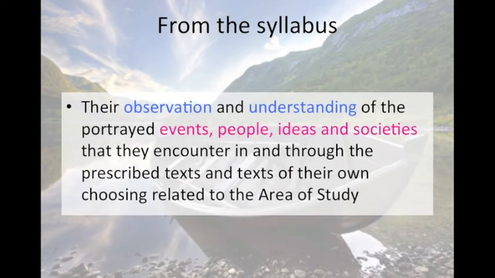First one is your observation and understanding. So what can you see? What are you looking at? What can you identify? And what do you understand of the events, people, ideas, and societies that are shown in the prescribed text, the text you pick yourself that are related to the area of study?